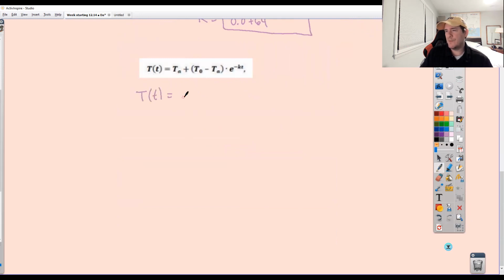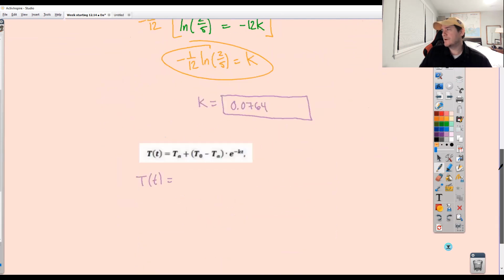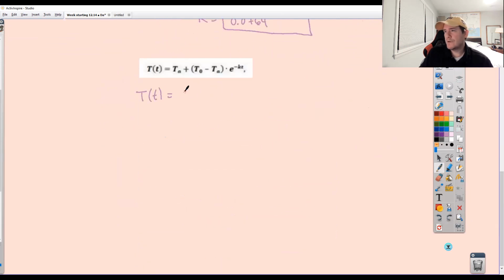The ambient temp was 22. I don't know, I gotta look. 22, I'm gonna start trusting myself. 22 plus the initial temperature was 96. That's why we had a base, oh no, 92. That's why we had a base of 70, right?